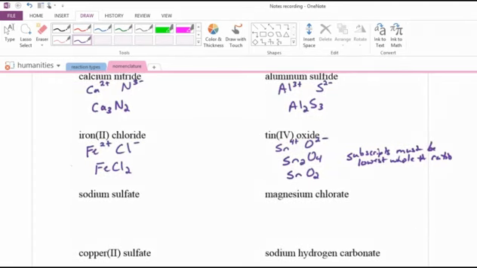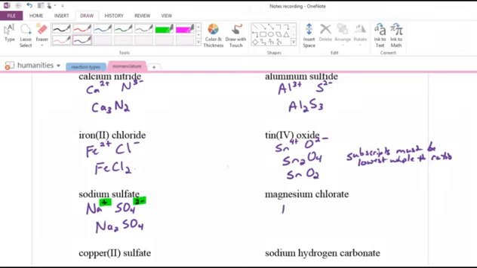Sodium sulfate. Sodium Na, group 1, +1 charge. Sulfate, polyatomic ion that you memorized, SO4 2-. The 4 belongs to the sulfate. It doesn't move, it doesn't change. Just the charges are used for crisscrossing. So we get Na2SO4.